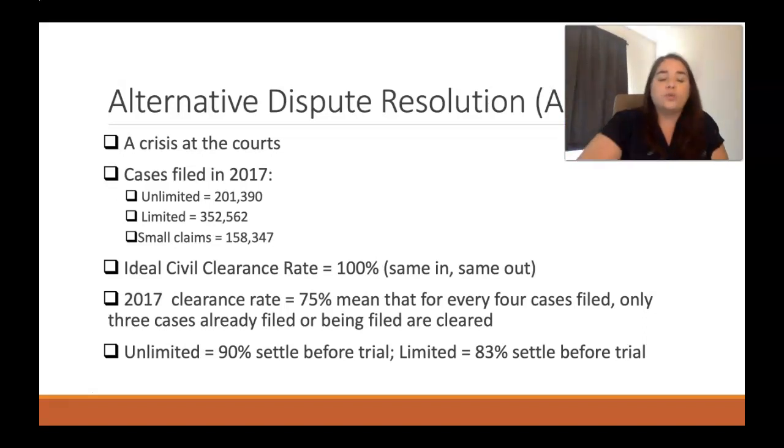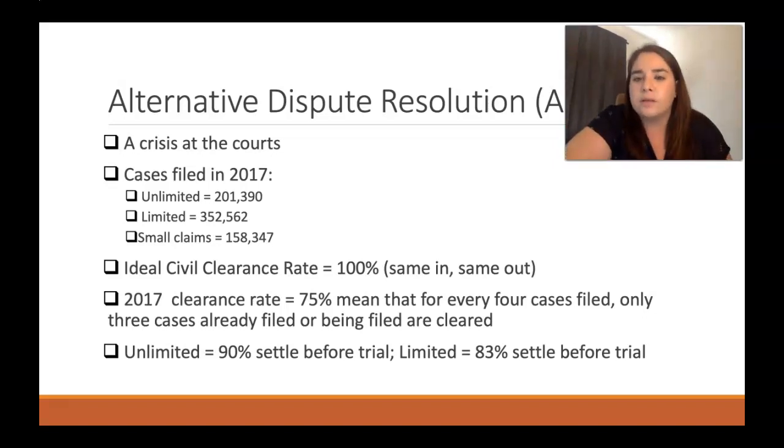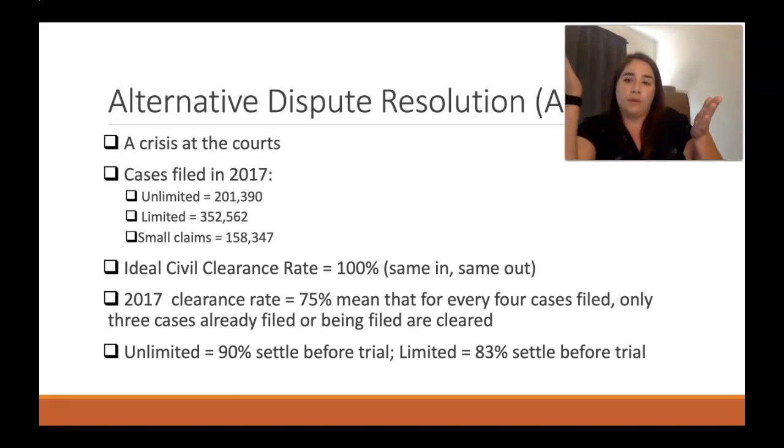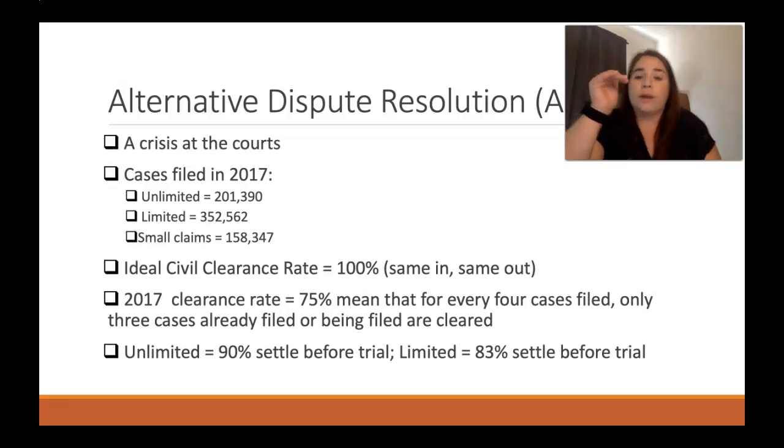And so there's this huge push at the trial court level to encourage people to use alternative dispute resolution methods to come to an agreement before trial becomes necessary. So in unlimited cases, where the recovery potential is more than $25,000, there is a 90% settlement rate prior to trial. For limited, which is above the small claims amount of $7,500 and below that $25,000 mark, the settlement rate is 83%.